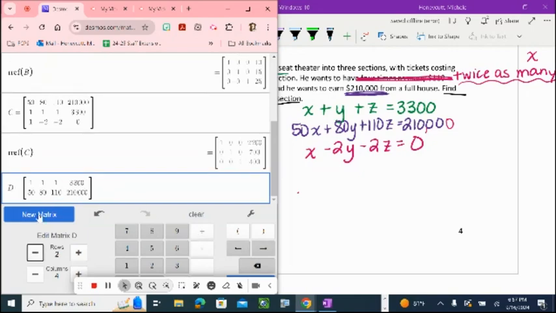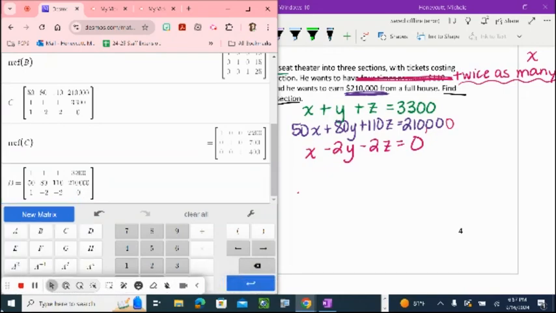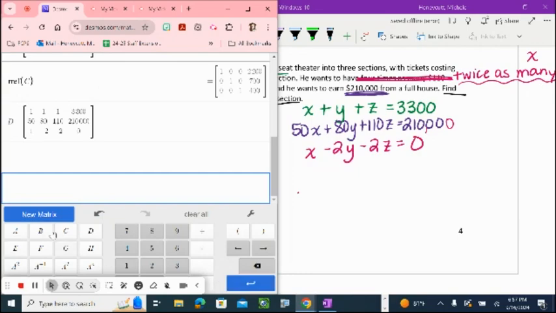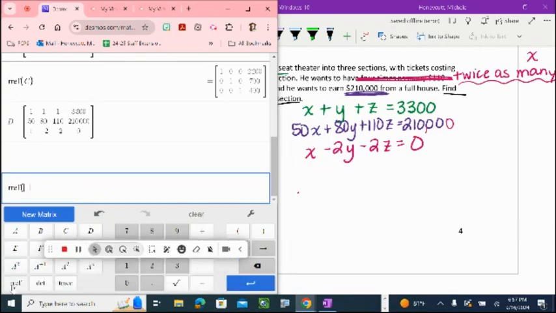And we'll find the reduced row echelon form. Oh no, I accidentally deleted a row. Hold on. Add a row. Type it in again. 1, negative 2, negative 2, 0. Okay, I will not delete that. I will enter that. And we'll take the reduced row echelon form of matrix D.